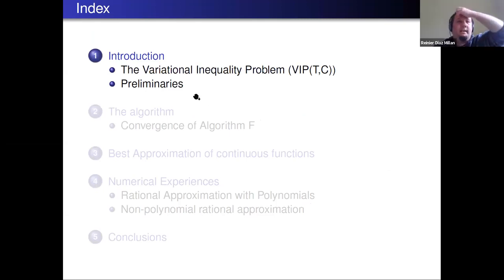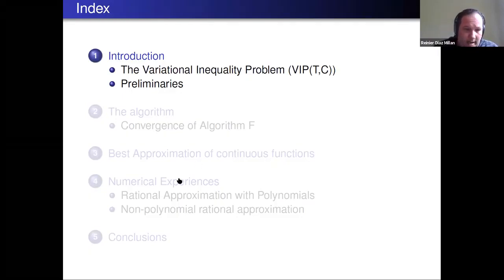Okay, this is the outline. We will present an introduction. I will present the variational inequality, some preliminaries, some notation. After that, we will present the algorithms and the convergence of the algorithms. I will make an introduction to approximation theory, just the definitions and so on. And I will present some numerical experiments with two kinds of functions to approximate a continuous function. Okay?